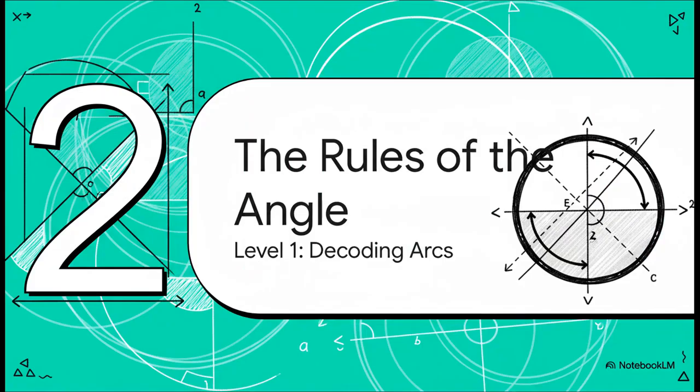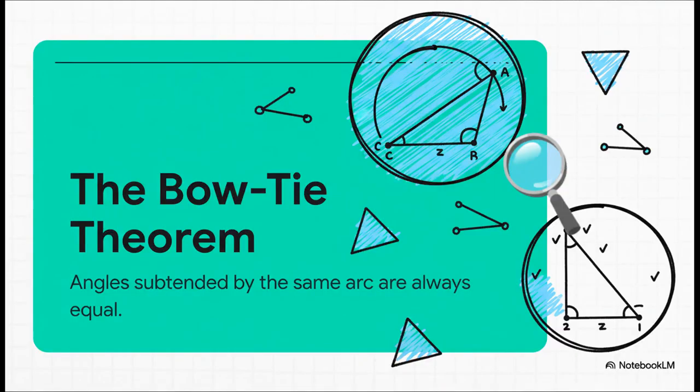All right, we know the language. Now it's time to master the rules. Welcome to Level 1, where we decode the secrets of all the angles created by those arcs. Our first rule has a great nickname. It's called the bow tie theorem, and you can probably see why.